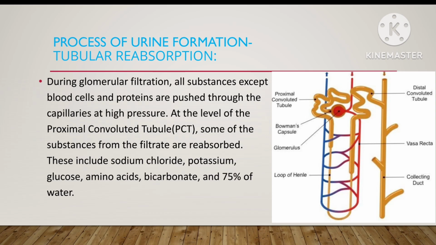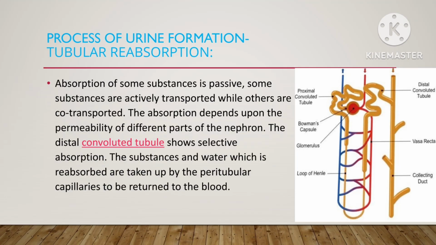The next stage of urine formation is tubular reabsorption. During glomerular filtration, all substances except blood cells and proteins are pushed through the capillaries at high pressure. At the level of the proximal convoluted tubule, shortly as PCT, some of the substances from the filtrate are reabsorbed. These include sodium chloride, potassium, glucose, amino acids, bicarbonates and 75% of water.